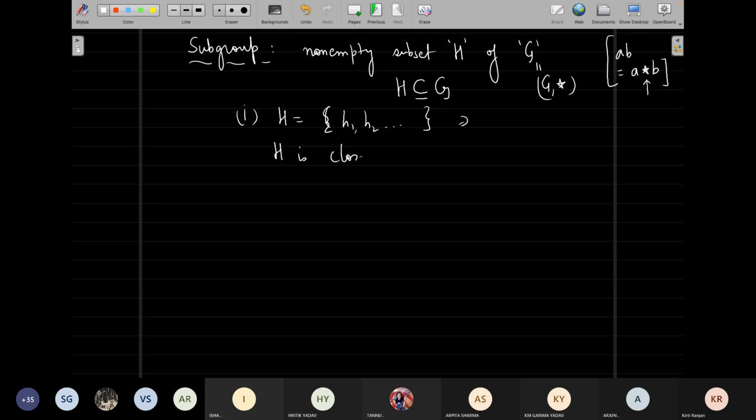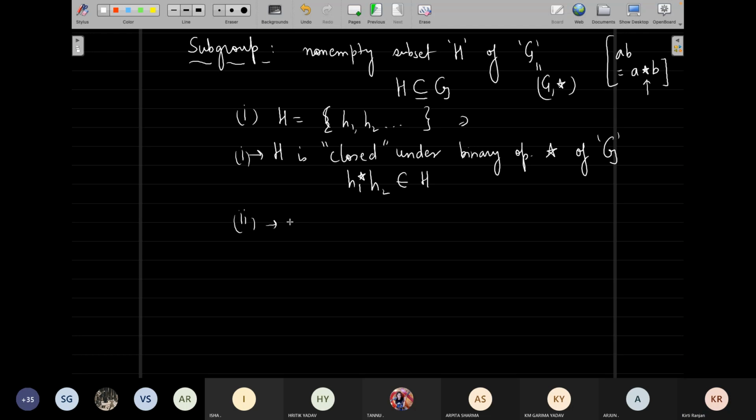H is closed under the binary operation star, which it is inheriting from the group G. What is meant by closed? That if H1 belongs to H, and if H2 belongs to H, under the same composition, this product will belong to it. So that is 1. 2, E of G, that is the identity element of G, belongs to H as well.